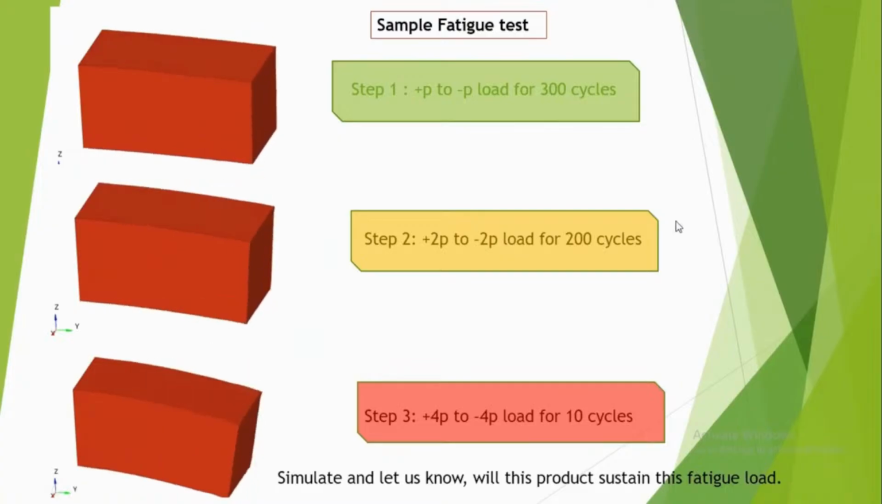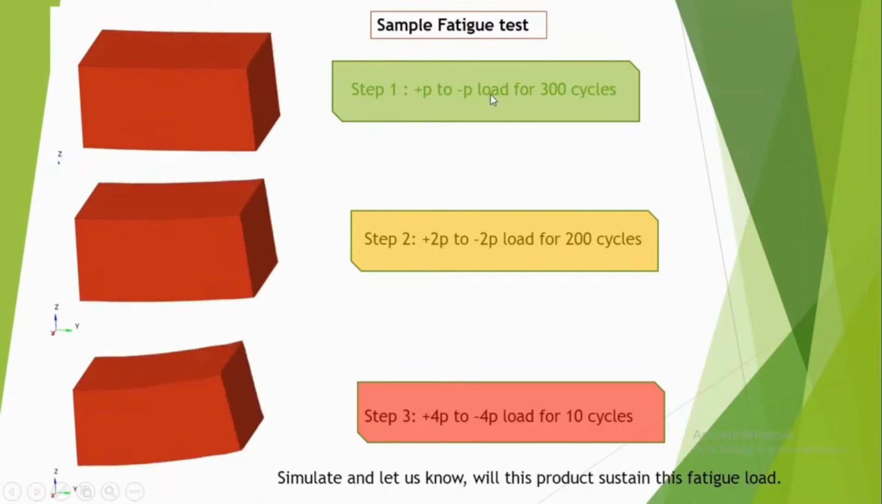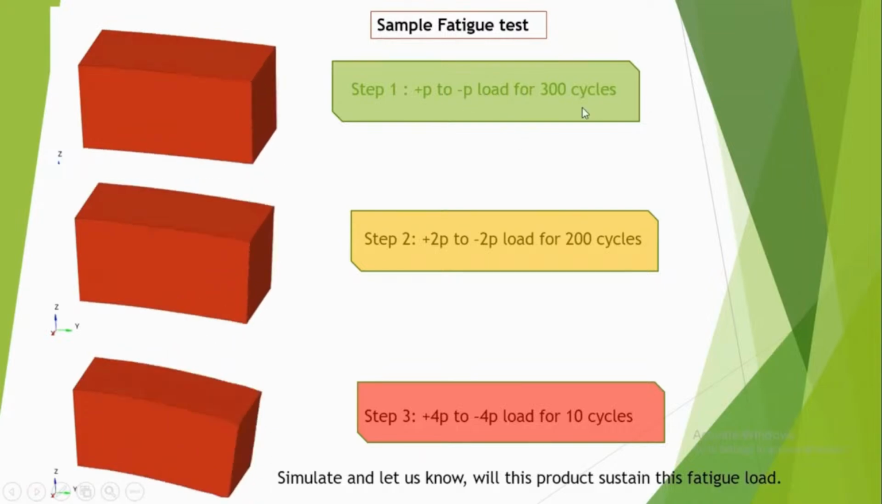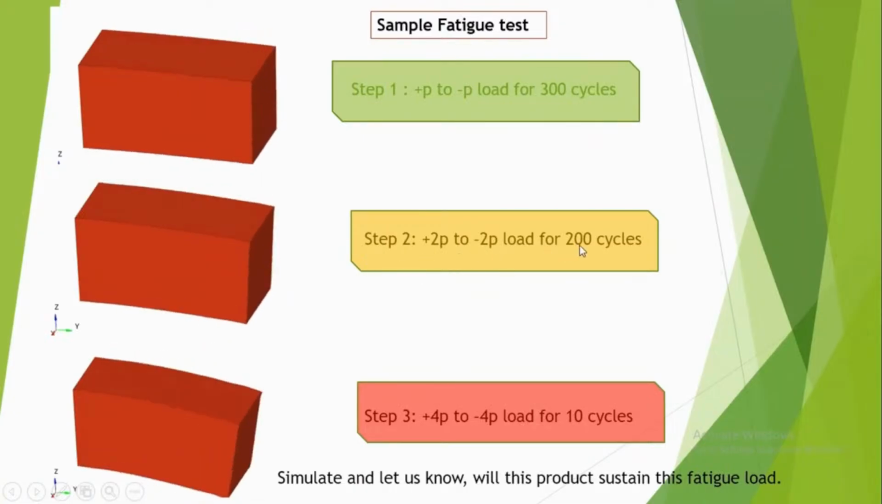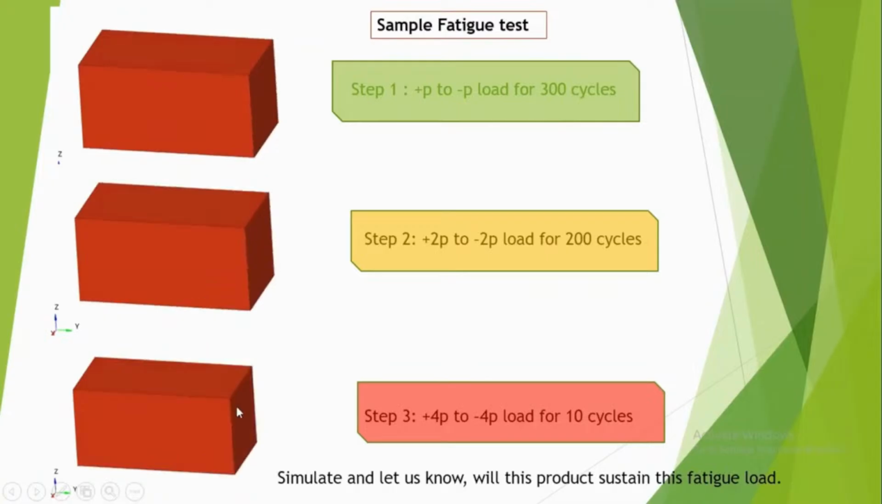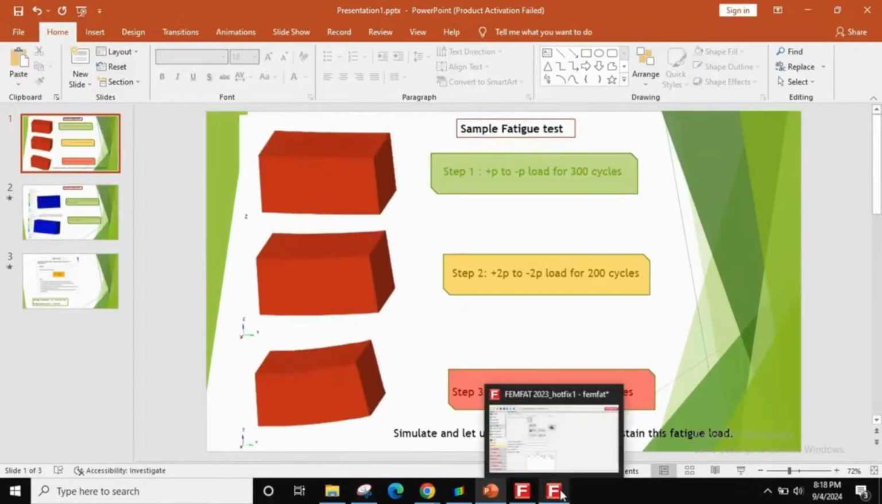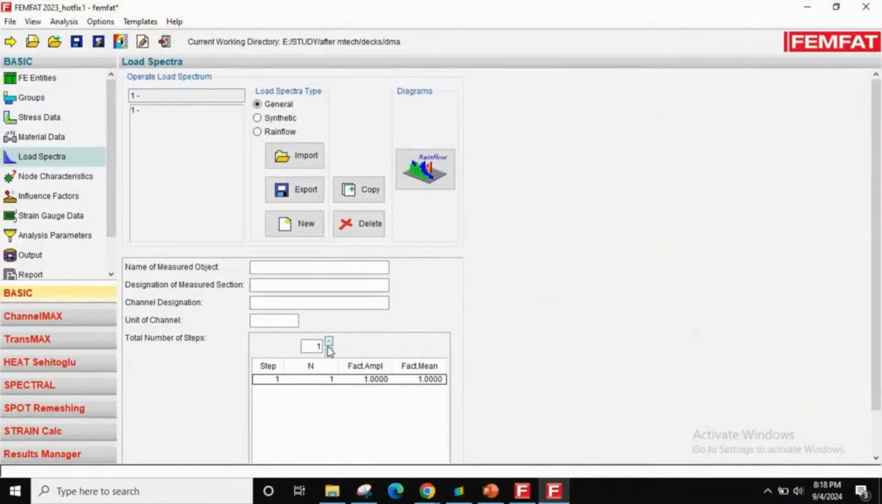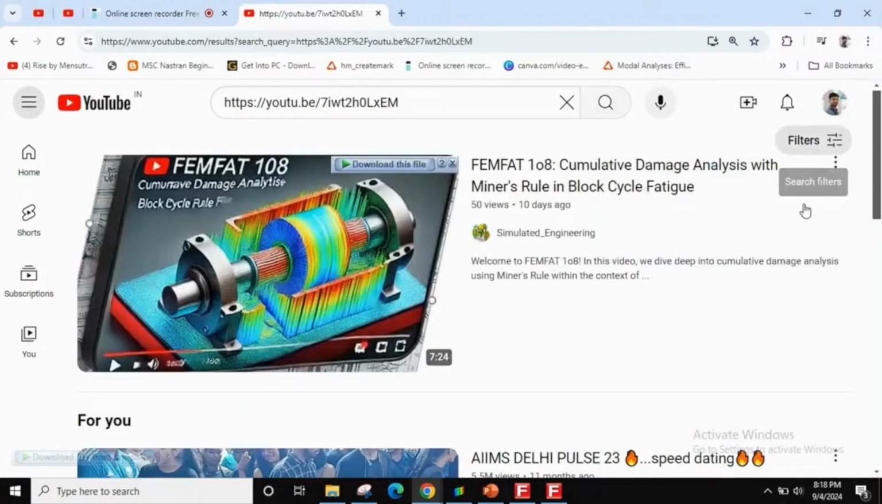Hi. Suppose we want to calculate the block cycle fatigue for these load cases. In step 1, there is an alternating load of P in the vertical direction for 300 cycles, then 2P in the vertical direction for 200 cycles, and finally 4 times that P load for 10 cycles. Then we know how to calculate the cumulative fatigue. You can use 3 steps and put in the factor amplitude, factor mean and number of cycles, as we have already discussed in this video, so you can watch it.